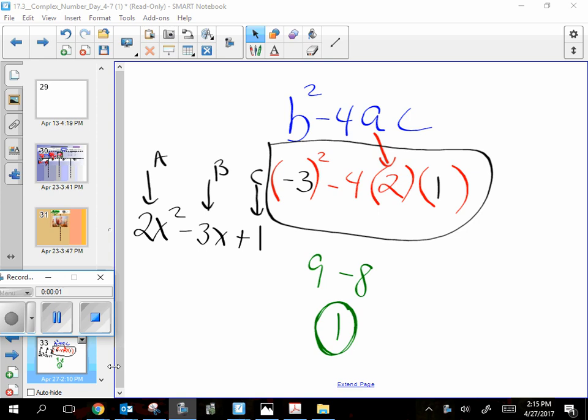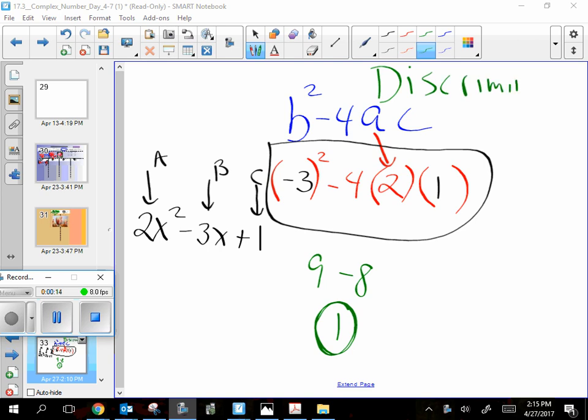All right, so we started with a review of yesterday where we were doing this b squared minus 4ac thing. That's called something. It's called the discriminant. D-I-S-C-R-I-M-I-N-A-N-T. The discriminant.